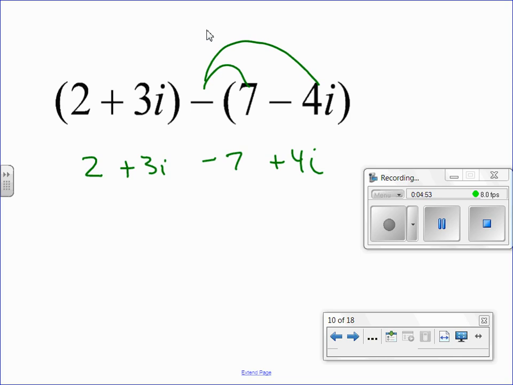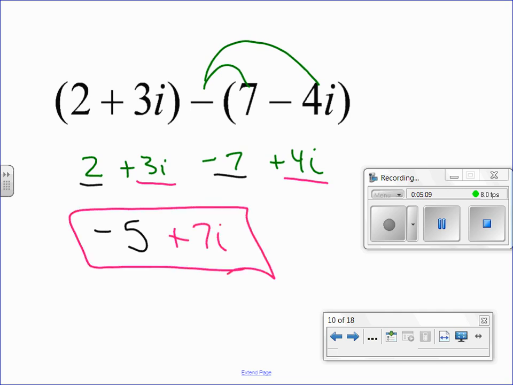Let's go ahead and add up our real parts. 2 plus -7, or 2 minus 7, would be -5. And then 3i and 4i, 7i. Pretty easy so far, right?